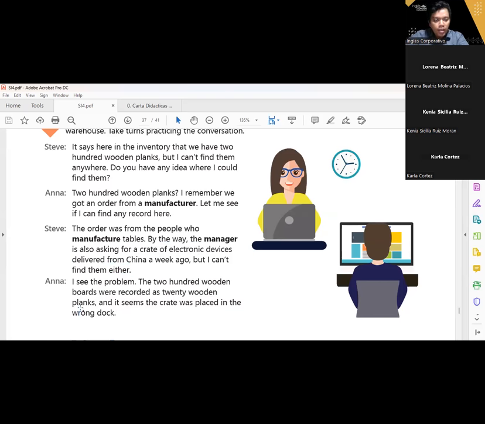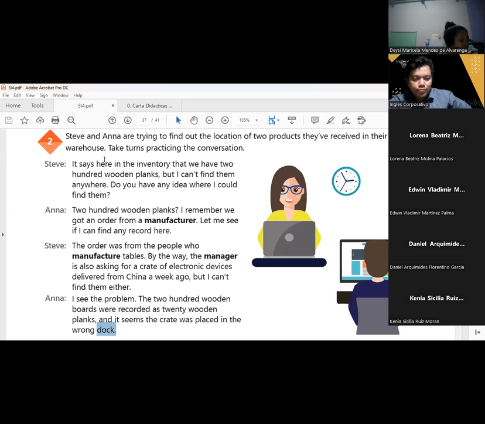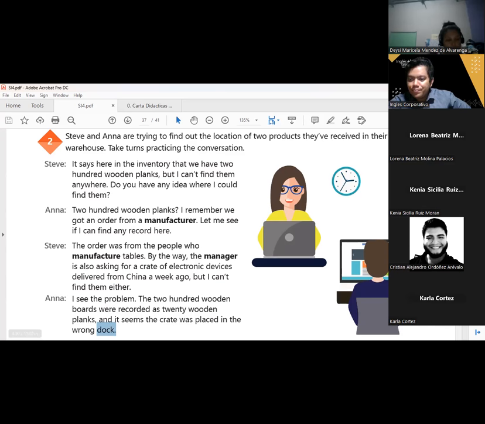In the ground dock. All right, guys, from the conversation that you got there, do you have any question with the vocabulary that is there? Guys, any question with the vocabulary? Oh, everything is okay. Hey, I got one question. What is the meaning of the word boards? It's in the last paragraph. This one? Yeah, that one.